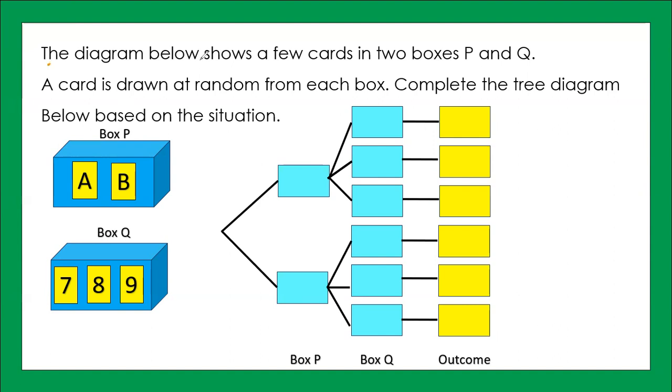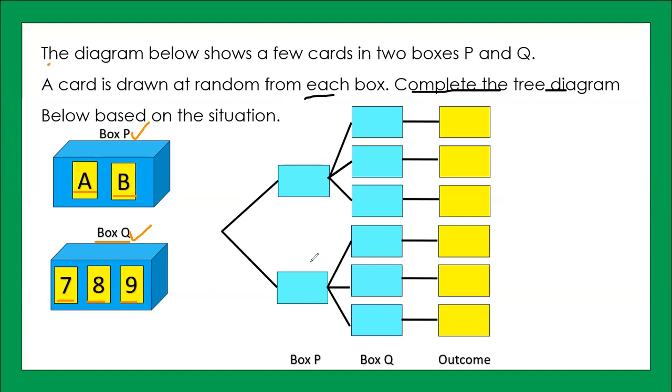So let's read. The diagram below shows a few cards in two boxes. Box P, box Q. Box P has cards labeled A and B. Box Q has cards labeled 7, 8, and 9. So a card is drawn at random. Again, you close your eyes, pick out a card from each box. Complete the tree diagram.